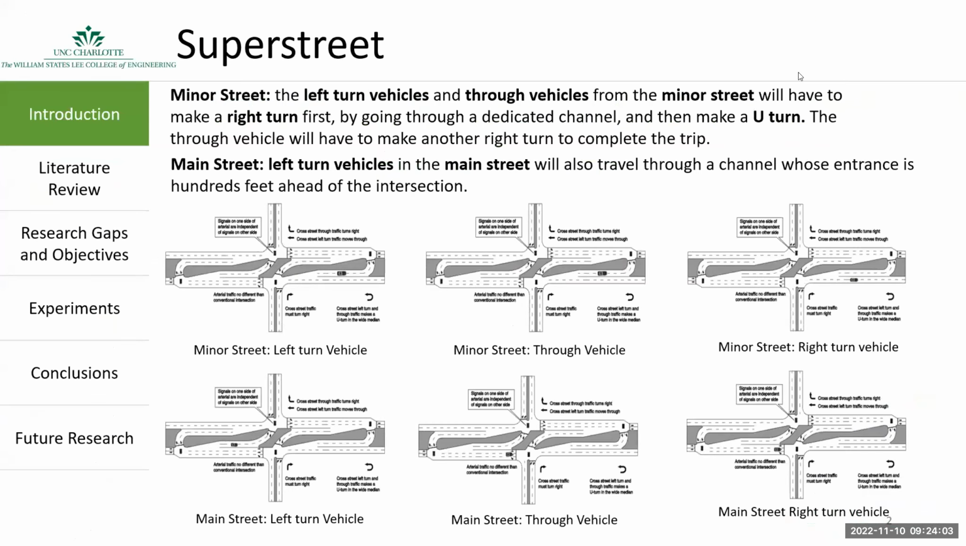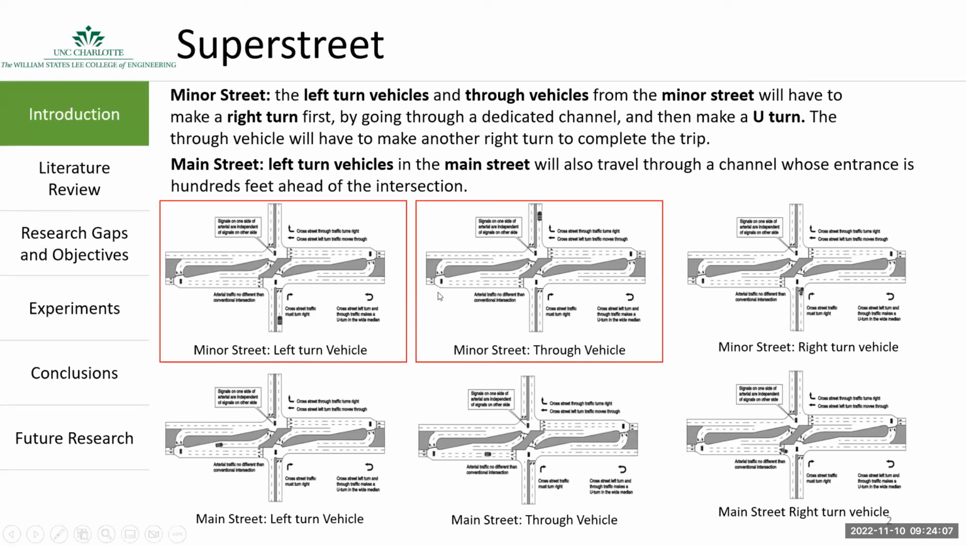First, a little bit of background information about the Superstreet. The traffic flow in the Superstreet is quite different from the conventional intersection, especially for the SUV vehicle and the left-hand vehicle in the minor street. As you can see, the left-hand vehicle and the SUV vehicle will have to make a right turn in the main intersection and make another left turn in the minor intersection to go through this intersection system.